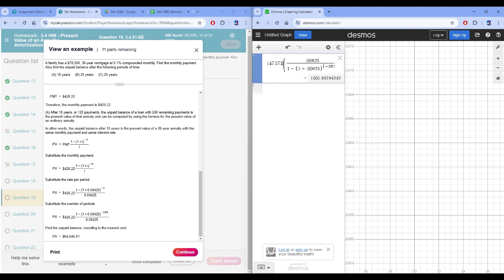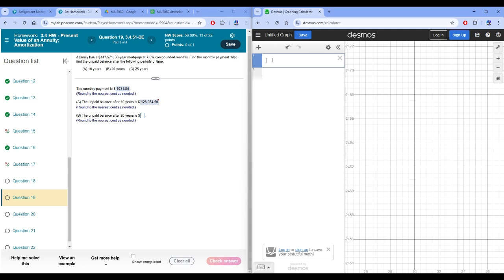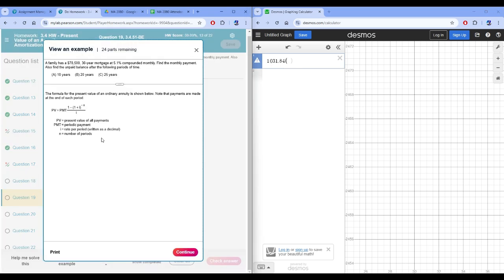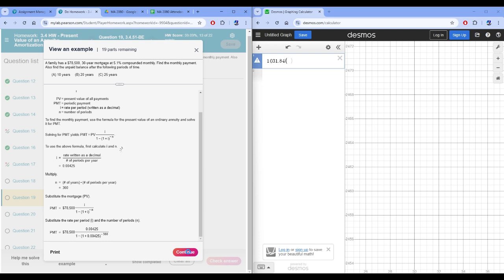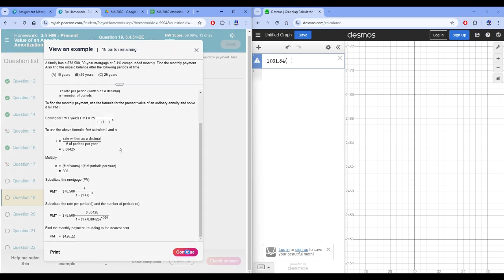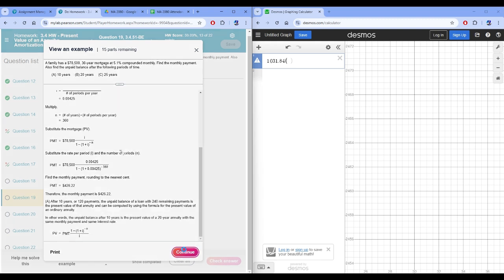Okay. It's the payments. Let's get rid of this. Delete everything. It's my payments of, what is my payments? 1031.84. It's not making sense. I wouldn't even be upset if it's not even working.